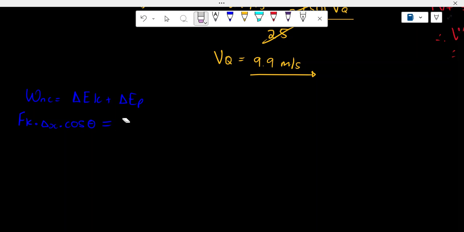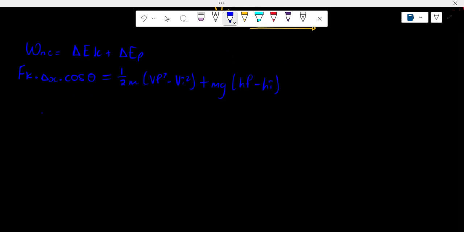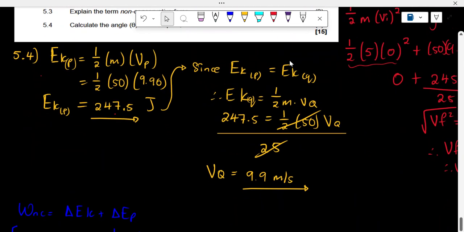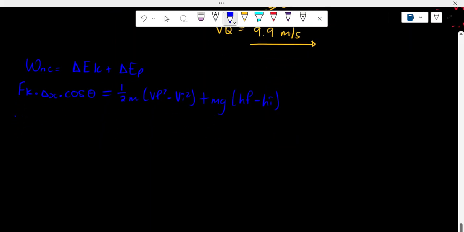Right. So from here, if I further simplify this, this is 1/2 m (v final squared minus v initial squared) plus mgh final minus h initial. I hope you all know how I'm doing this. If you don't, please make sure to go and watch the previous videos. Okay, so the frictional force from point Q to R was found to be 18. So this is 18. Remember, this is the frictional force.